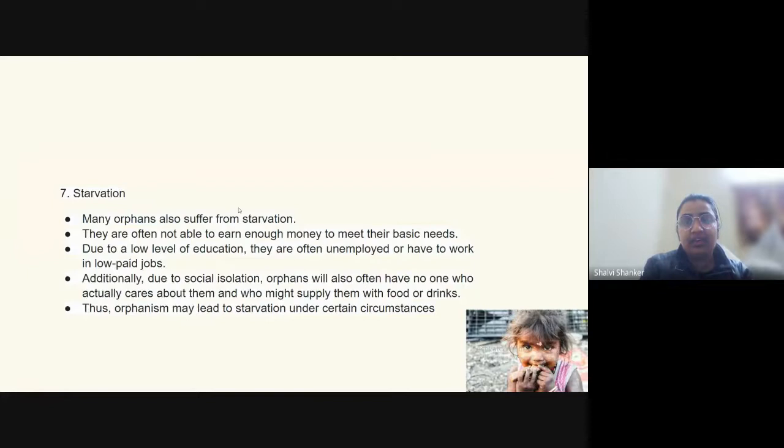Starvation. Many orphans also suffer from starvation. They are often not able to earn enough money to meet their daily basic needs. Due to low levels of education, they are often unemployed, and they have to rely on low paid jobs.